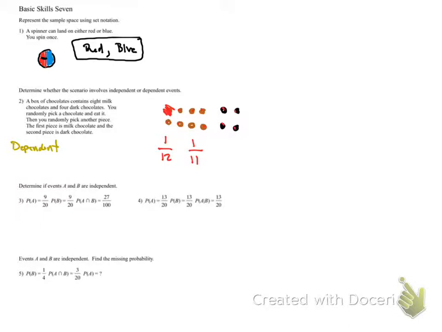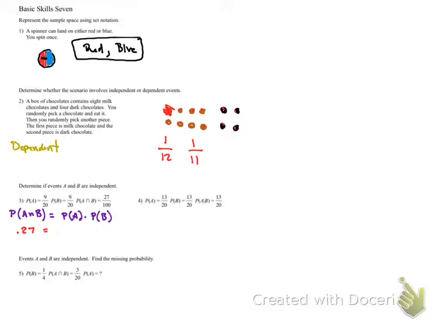Number 3. Determine if events A and B are independent. To check for independence, we need the probability of A and B to equal the probability of A times the probability of B. So they give us all of this. Probability of A and B is 0.27. I went ahead and put that in a calculator. 27 divided by 100 is 0.27.